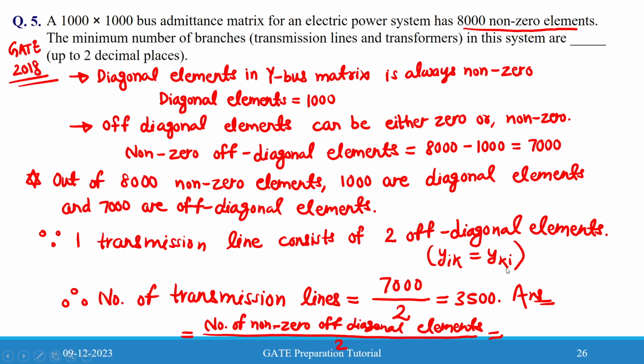If line 1 is not connected to 3, then 3 is not connected to 1 also. So if you find the number of non-zero off diagonal elements, that means you can find the number of transmission lines. So you have to divide by 2. That denotes the number of transmission lines. Did you get it?